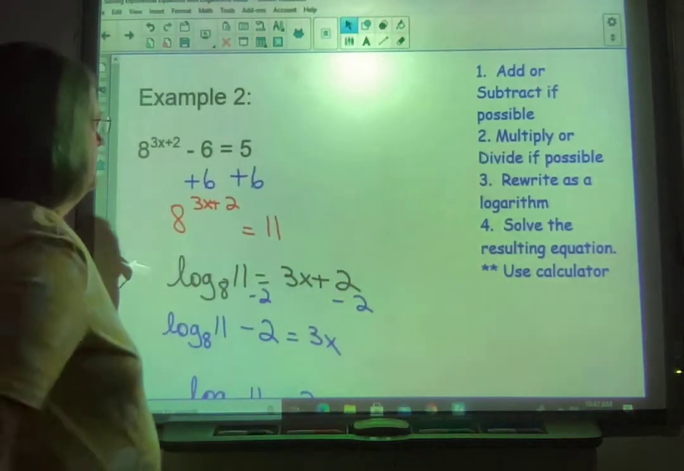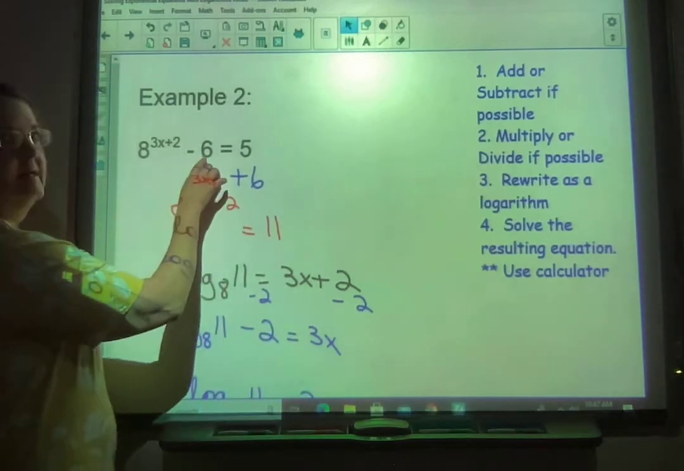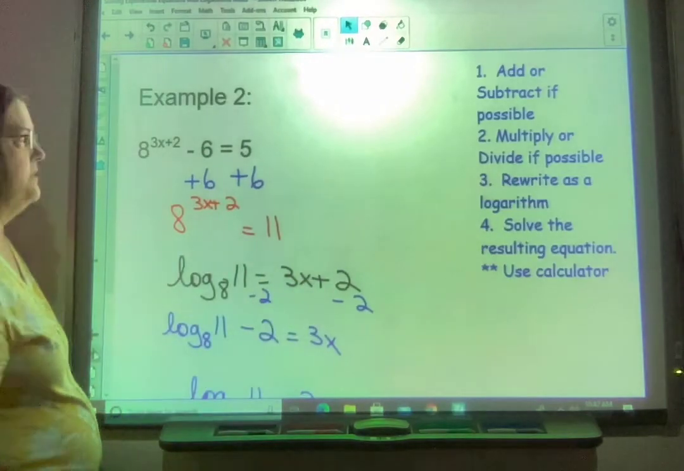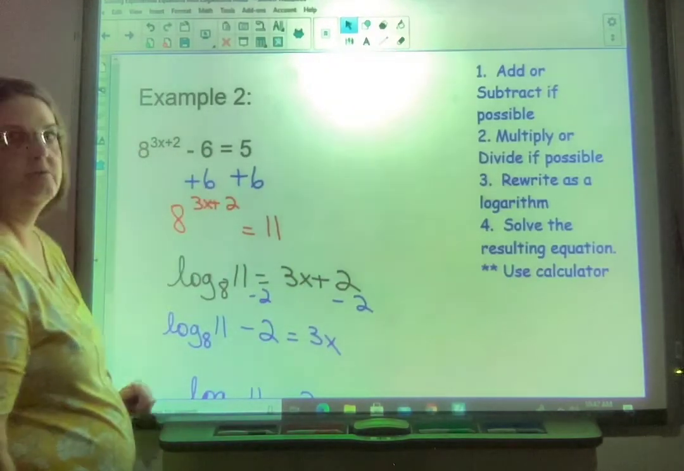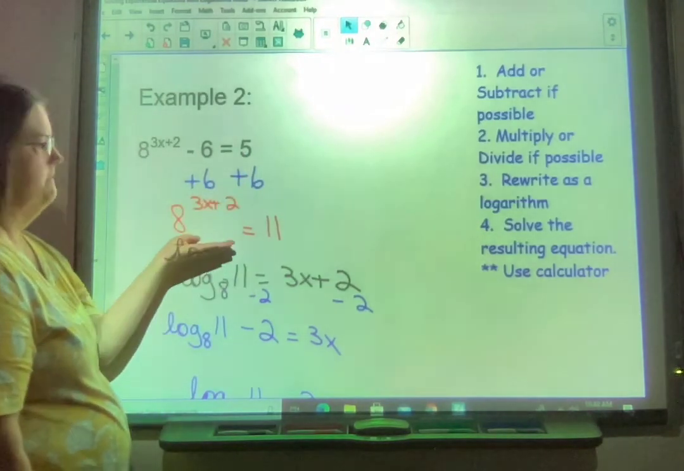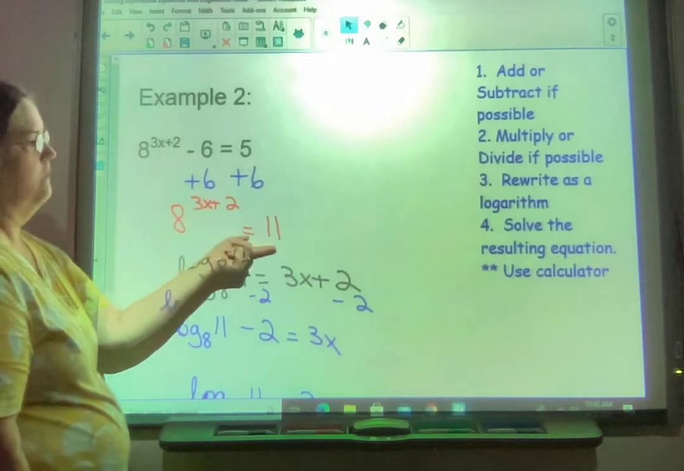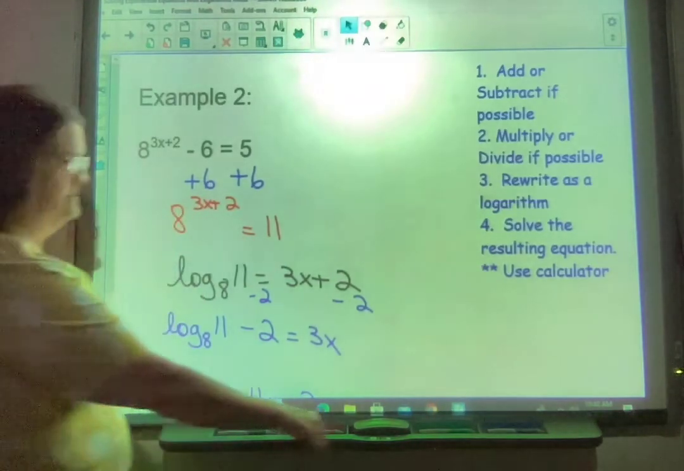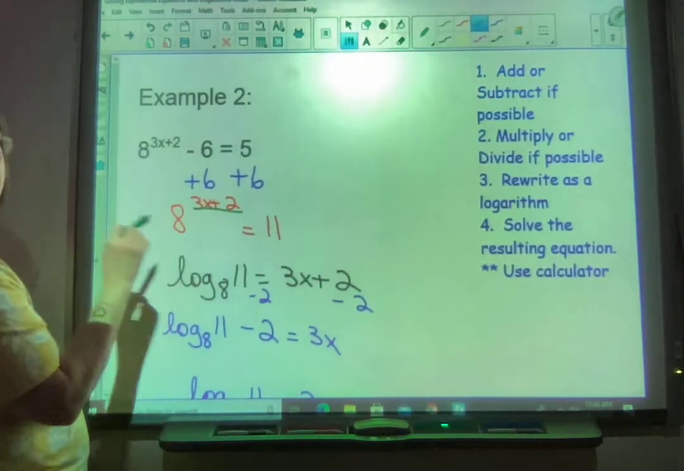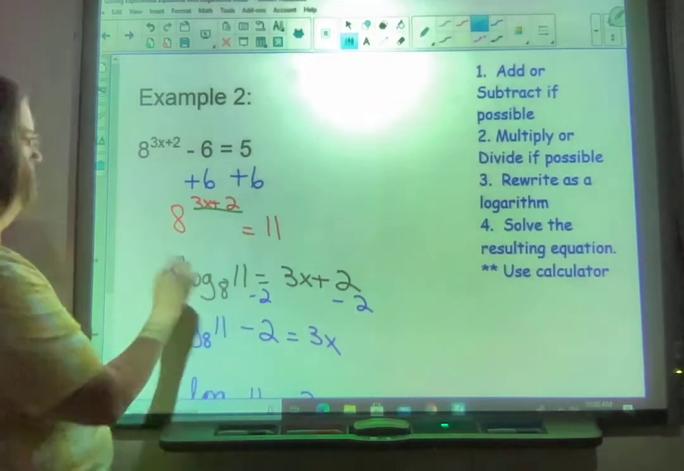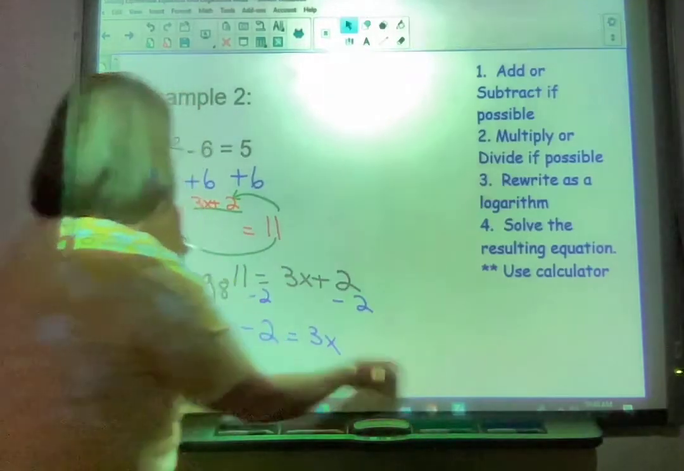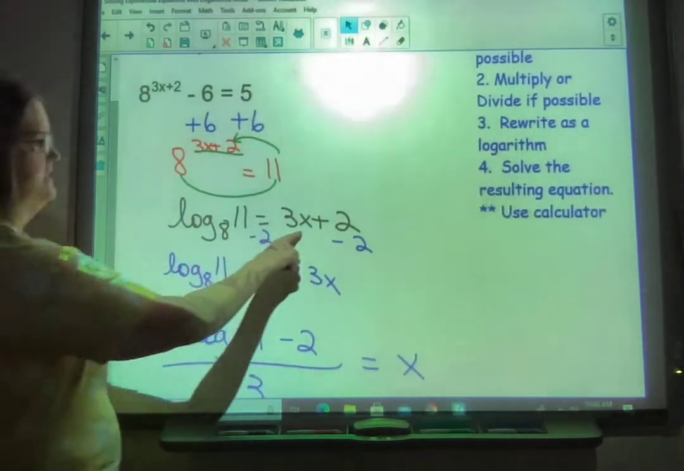All right, so because this one has minus 6 on the side, we're going to move this 6 over here. So we're going to do what we've done with all equations in the past. If this was just x minus 6 equals 5, you all would know what to do. So we do it the same way. We add 6 to both sides, and we get 8 to the 3x plus 2 power equals 11. Now I can rewrite it as a logarithm. It looks a little bit different because the exponent is an algebraic expression, so it throws you off a little bit. But it's still the same procedure. You just make that loop. Log base 8 of 11 is equal to 3x plus 2.